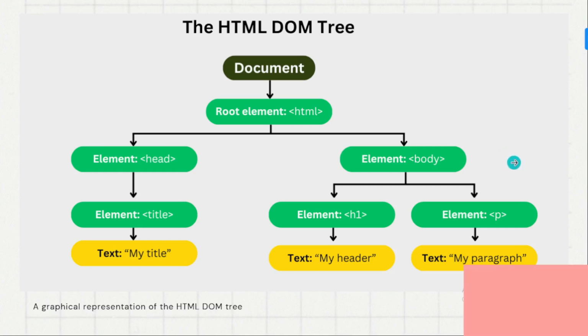So this is the DOM tree. In this case right now, we have the document, which has a child of what? The root element, which is the HTML. And then the HTML has two children, which are the head and the body. The head has a single child in this graphical illustration, the title, and the body has two children, which are the H1 and the paragraph.